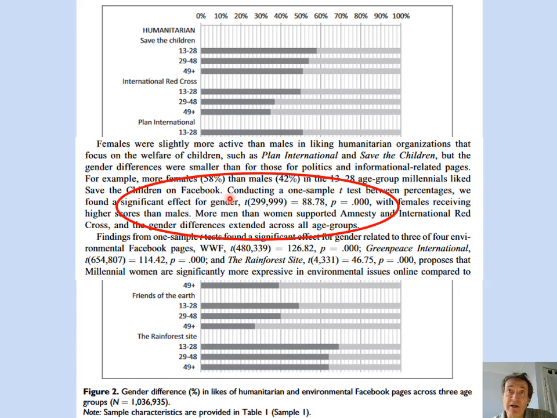We found a significant effect for gender with T(299,999) = 88.78, P = 0.00. Now, having done the QED module, you're going to be able to look at stuff like this and understand this kind of thing. So I can understand how that's adding to what this is telling me, what this means in terms of the results, and whether the results apply beyond the sample, whether there's a causal relationship here.